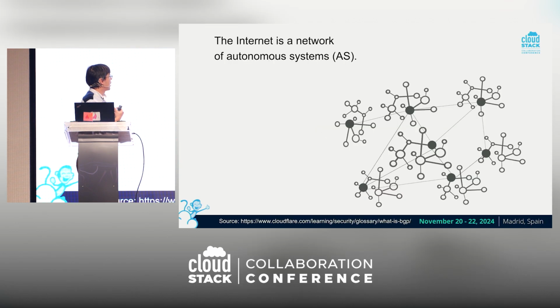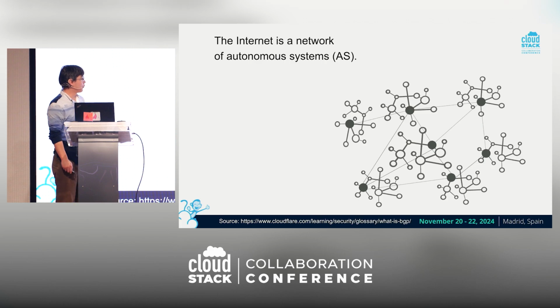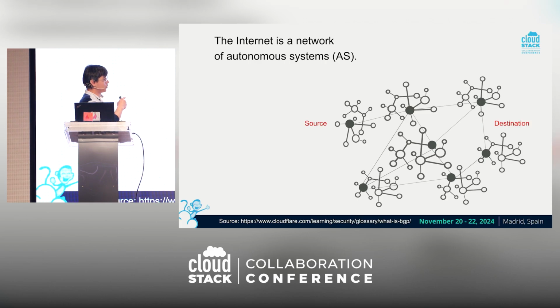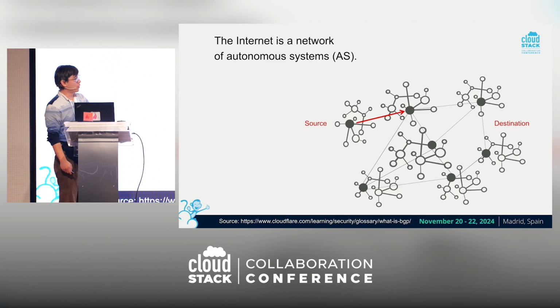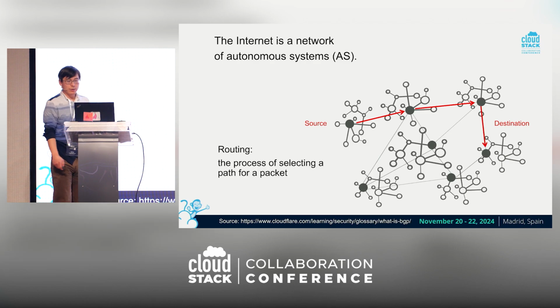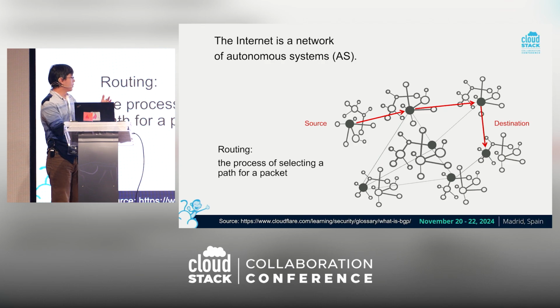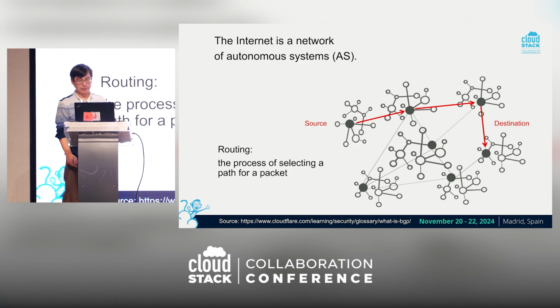Everyone knows the internet is a network of autonomous systems, in short, AS. If we send a packet from the source server to the destination, we need to know where the next hop of the packet is, where the route of the transmission is. It first goes to the next hop, and next hop, and next hop. This we call routing. Routing is the process of selecting a route for a packet between networks.